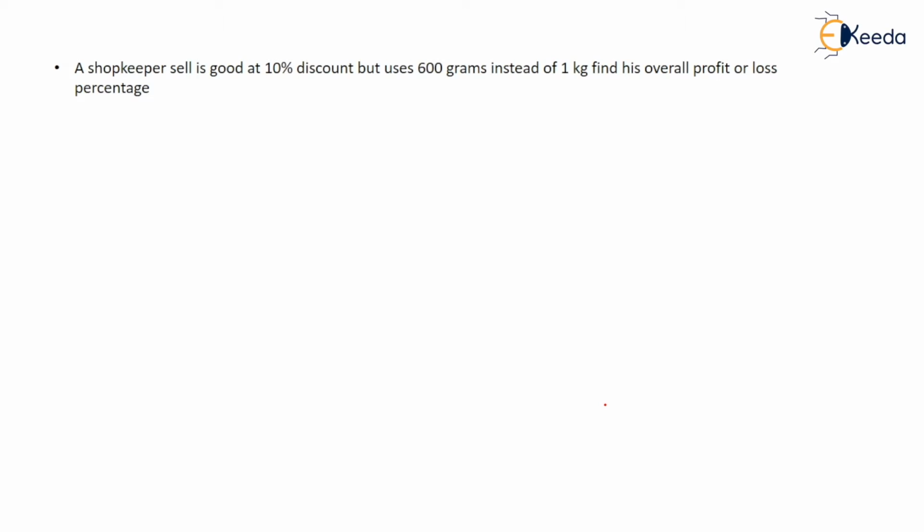The shopkeeper sells his goods at 10% discount but uses 600 gram instead of 1 kg. Find his overall percentage profit or loss. 10% discount means what? You went there, he told you 1000 rupees for 1 kg, 1 gram equal to 1 rupee. 10% discount means he is charging you only 900 rupees, but he uses 600 gram instead of 1 kg.